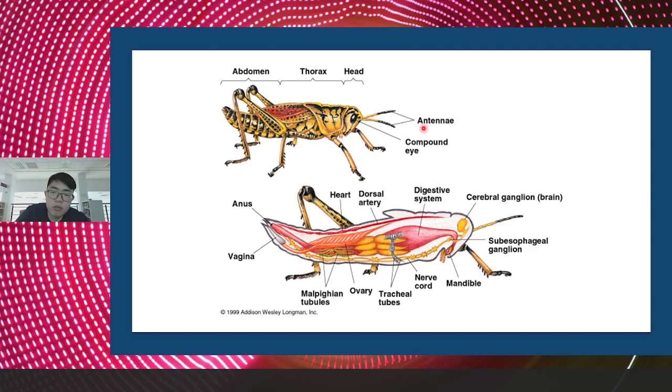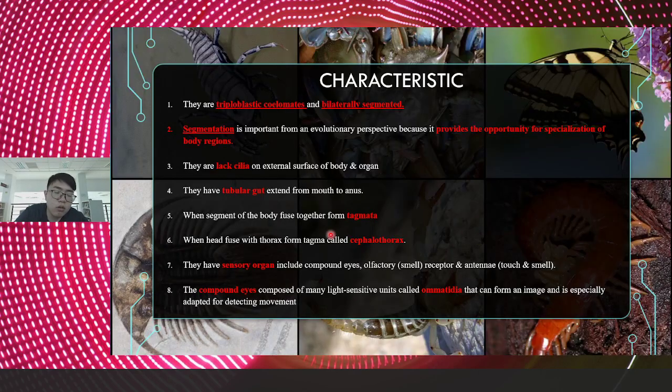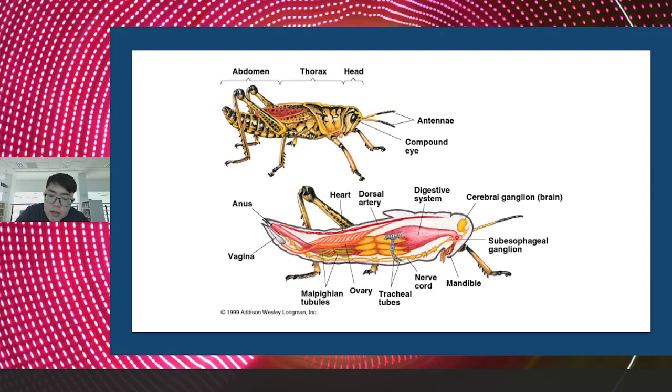And then they have compound eyes, and they also have antennae. The long antennae, if you look at insects, they have long feelers on their heads, called antennae. And also you have to know the tubular gut, all of this until the anus is called the tubular gut.